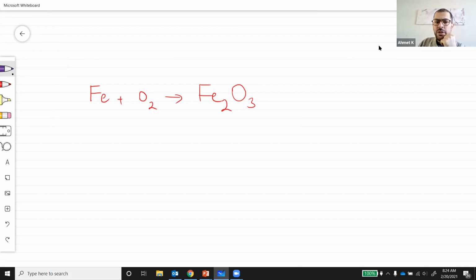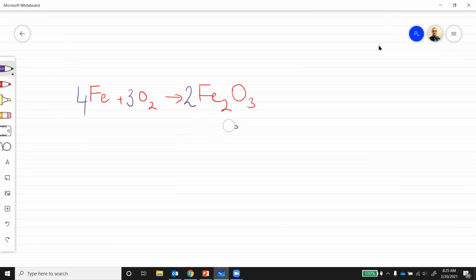So let's put 3 here, 2 here. If you put 2 times 3, that is 6 oxygen. In order to have 6 oxygen, what should I put? 3, right? And if you look at it here, how many iron do we have? We have 4 iron, and I need to put 4 here, right? Okay, very good. So now this is balanced. This is taking care of it.